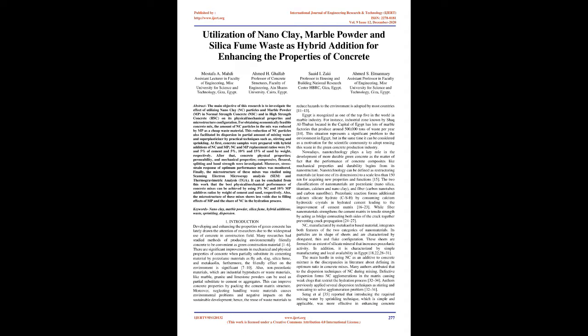Moreover, stress-strain response of optimum performance mixes was monitored. Finally, the microstructure of these mixes was studied using Scanning Electron Microscopy Analysis, SEM, and Thermogravimetric Analysis, TGA. It can be concluded from this work that the best physical/mechanical performance of concrete mixes can be achieved by using 3% NC and 10% MP additives ratios by weight of cement and sand, respectively.